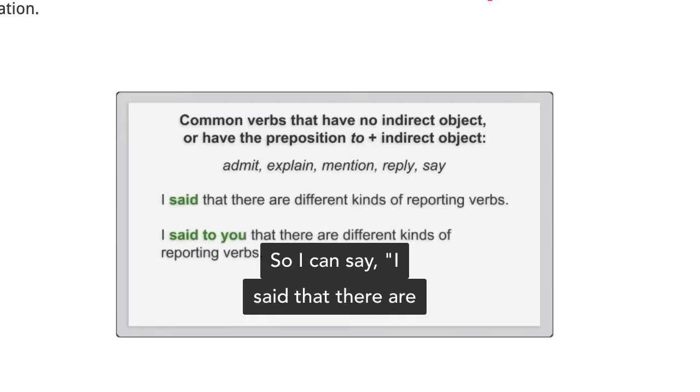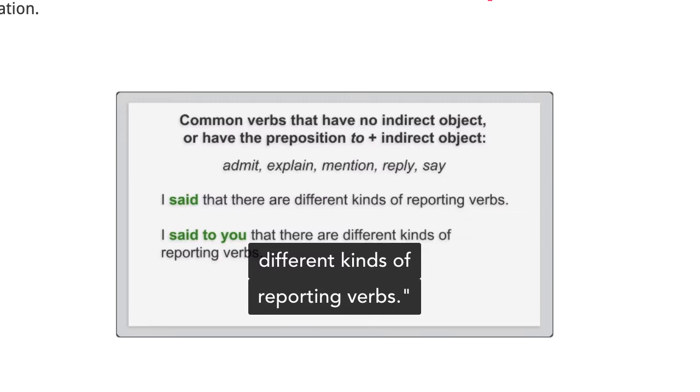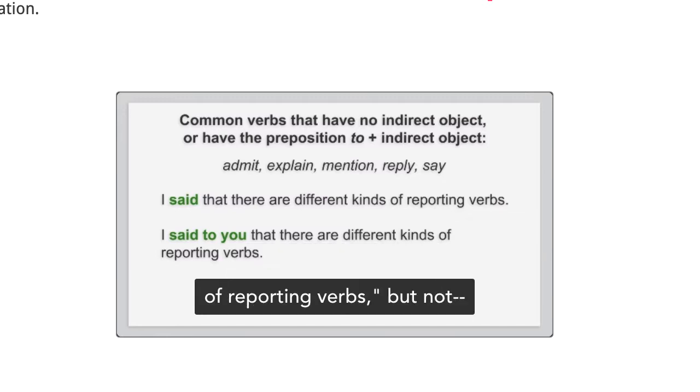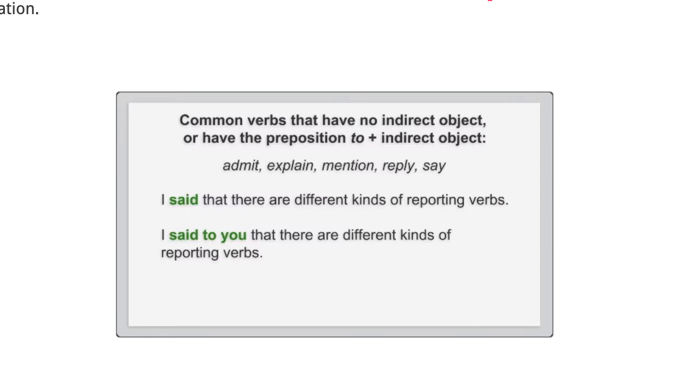So I can say, I said that there are different kinds of reporting verbs. Or, I said to you that there are different kinds of reporting verbs, but not.